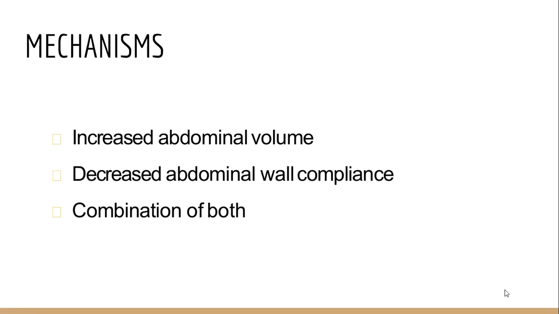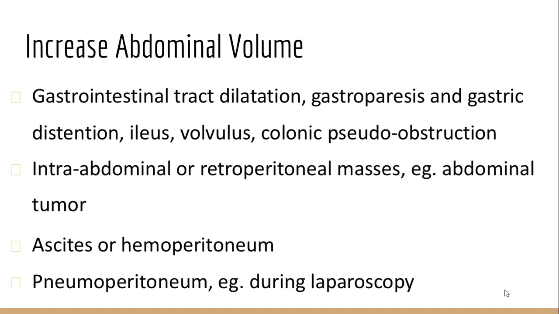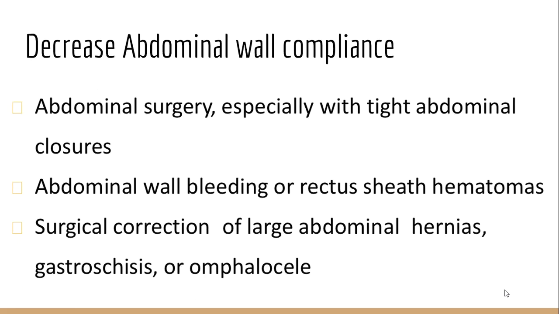So these are the various mechanisms: increased abdominal volume, decreased abdominal wall compliance, and a combination of both. Increased abdominal volume occurs in gastrointestinal tract dilatation, as in gastroparesis, gastric distension, ileus, volvulus, colonic pseudo-obstruction, intra-abdominal or retroperitoneal masses, ascites or hemoperitoneum, and pneumoperitoneum.